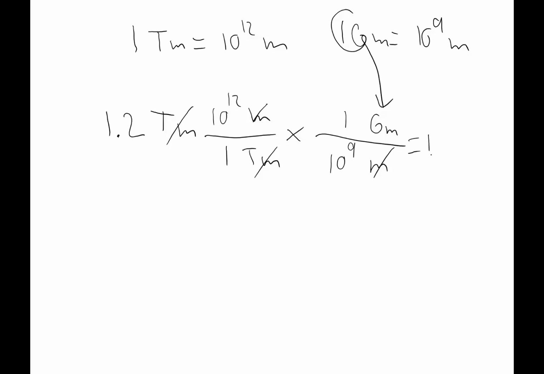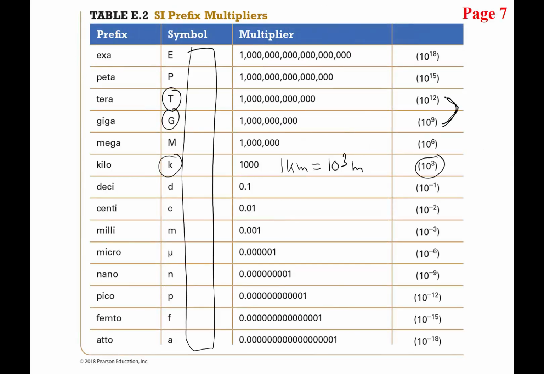So your number actually doesn't change. You don't worry about significant figures. You just have to worry about 10 to the 12 divided by 10 to the 9. So it's 1.2 times 10 to the 12 divided by 10 to the 9, which equals 10 to the 12 minus 9, so it's 10 to the 3, and of course this is gigameters. You can do that with all of them, and this is up to you now to practice. For example, if you want to go from nanometers to millimeters, you have 10 to the minus 9.